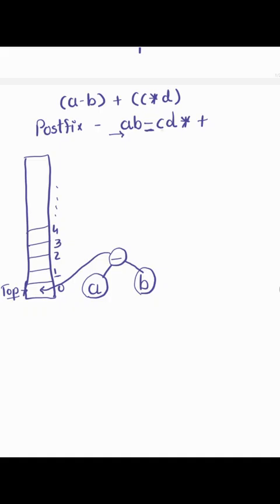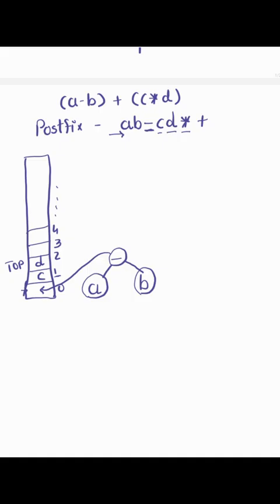Now again I need to go to the next element. I have C, so I push C at this position, and now my top points here. Next, D is again an operand, so I push it here, and once that is done my top is pointing here. Now next is multiplication, the asterisk sign. So that's an operator.